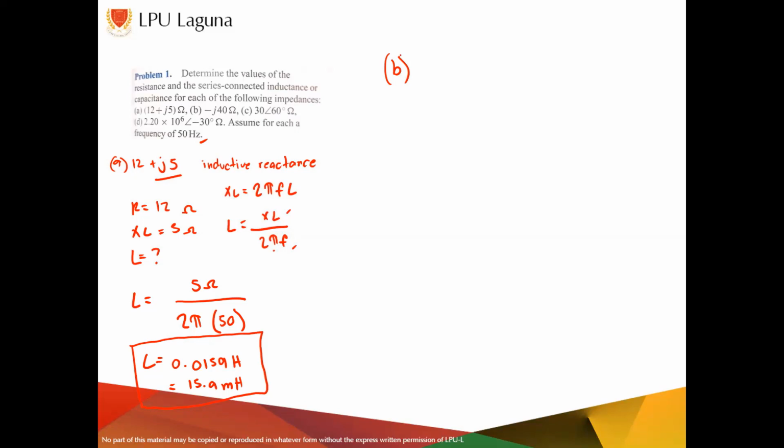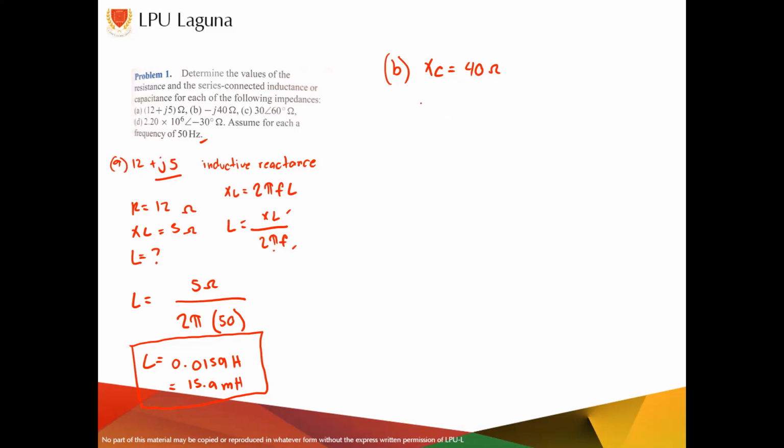Negative j40. Sabi ko nga, pag negative ang ating j, negative ang imaginary, it is capacitive reactance. So, XC is equals to 40 ohms. Hindi natin nilalagay yung net sign. Nagbabase lang tayo sa sign kung ito ay inductive reactance or capacitive reactance. Hindi natin kailangang isulat yung XC as negative 40 ohms kasi walang negative value ang resistance.